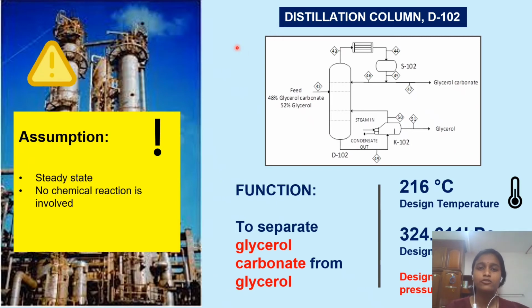I will explain the design of the distillation column D102. The function of this column is to separate glycerol carbonate from glycerol. The design temperature is 216 degrees Celsius. Meanwhile, the design pressure is 324.611 kPa. The distillation column is designed under internal pressure. The assumptions used while designing this distillation column are steady state and no chemical reaction involved.